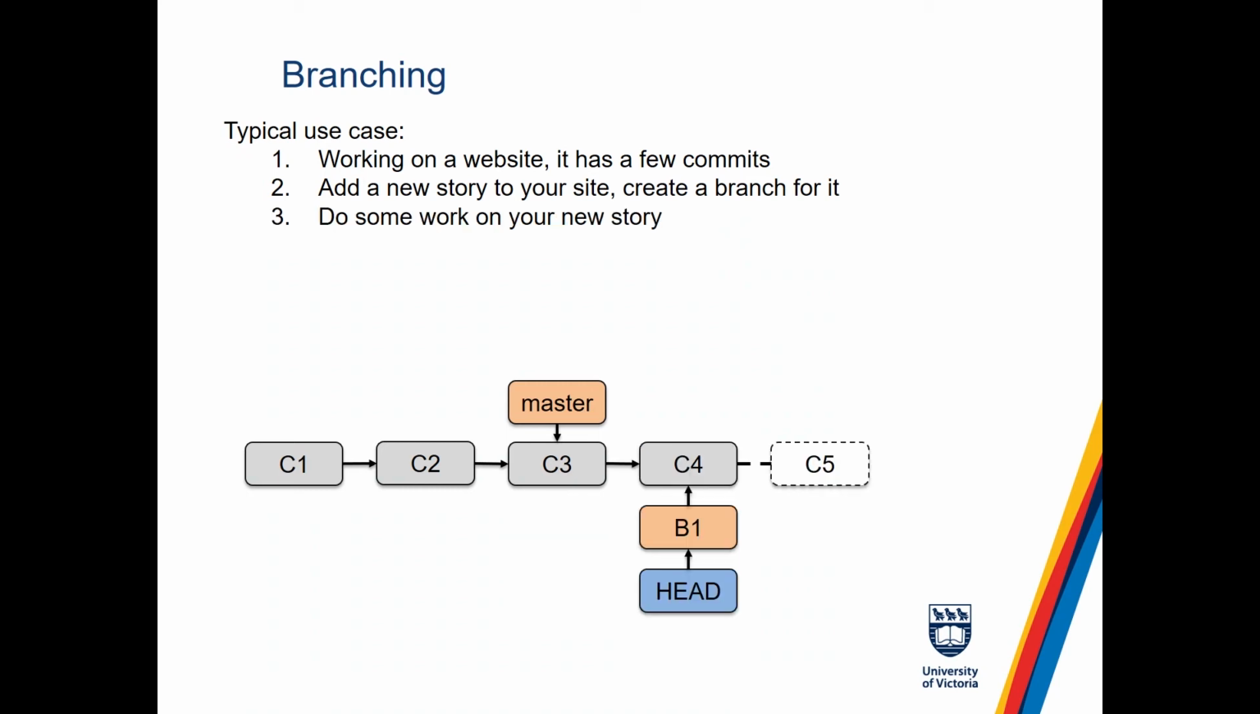So now you can see that you've done some work on this branch, and so this B1 branch actually has this whole commit history up to C4, whereas the master branch here still only has commit history up to C3.